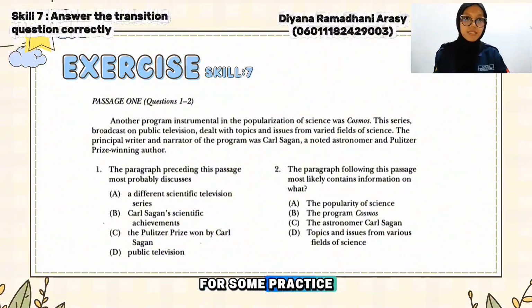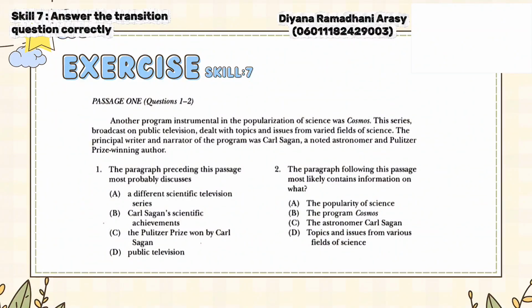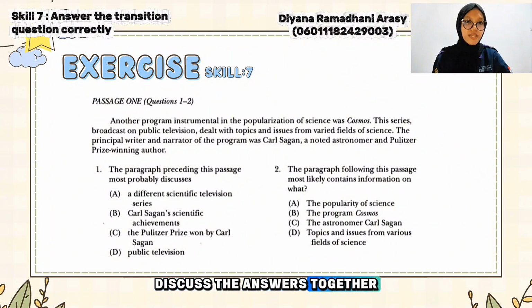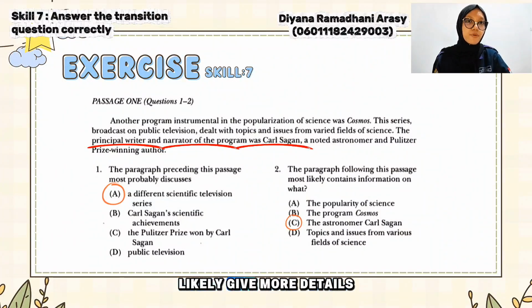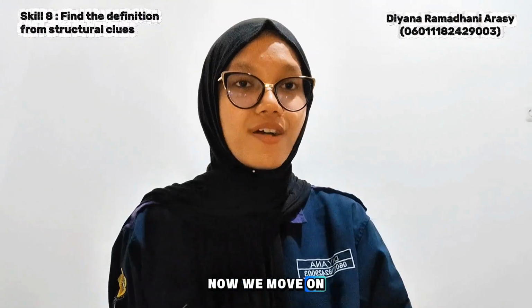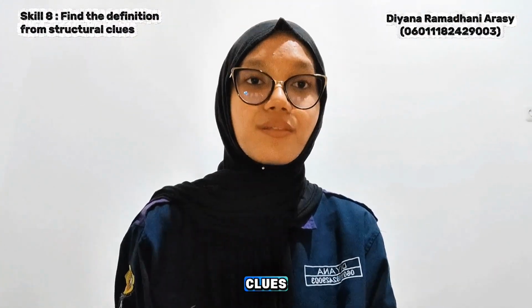Alright, now it's time for some practice. I give you time to answer the questions below. Alright, let's check and discuss the answers together. The answer for question number 1 is A, a different scientific television series. Why is the answer that? Because the passage begins with "another program," so the previous paragraph probably talked about a different program. The answer for question number 2 is C, the astronomer Carl Sagan. Since this passage introduced Carl Sagan as the writer and narrator, the next paragraph will likely give more details about him. Alright, now we move on to skill 8. Find the definition from structural clues.